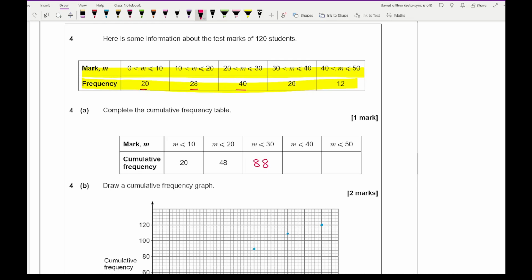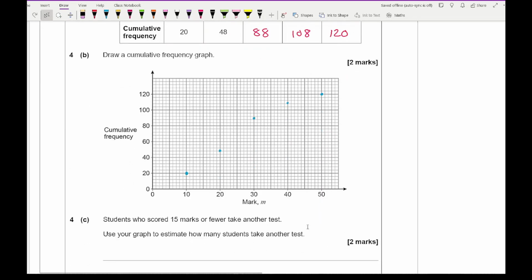How many are less than 40? Well, that's going to be 20 plus 40 plus 28 plus 20, which is 108. And how many are there altogether? Well, there are 120.